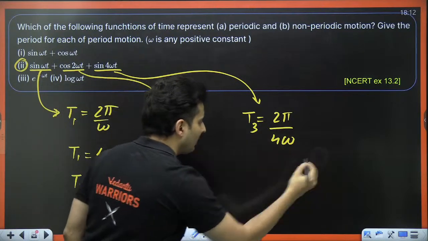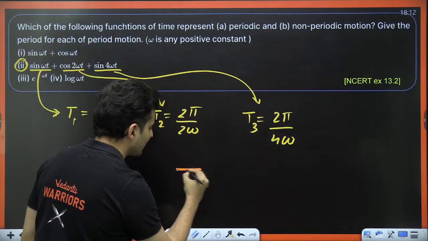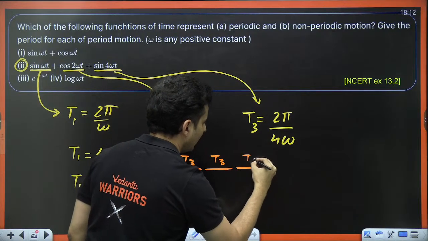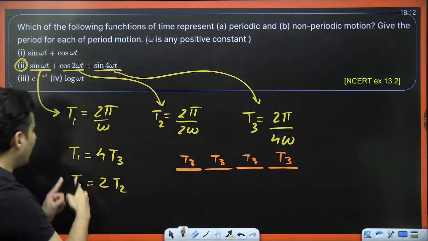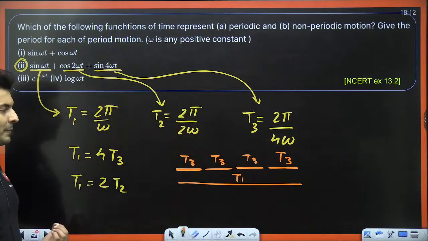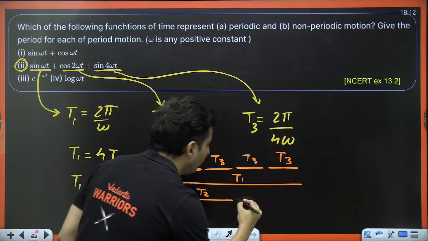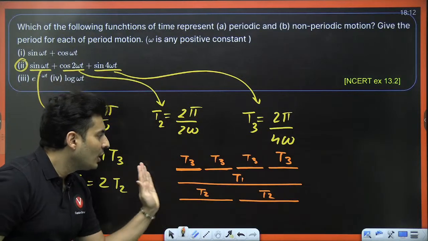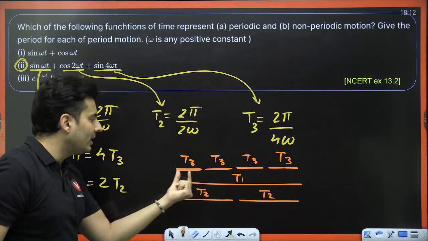What it means is that, observe, if I take T3, if T3 is some seconds, this is T3, again T3, again T3, again T3, 4 times, I will get 1 T1. I will basically get 1 time period of T1. And 2 T2 is T1, means you take T2 2 times. You will get 1 T1. So do you see, the whole thing together repeats after T1, not T3.